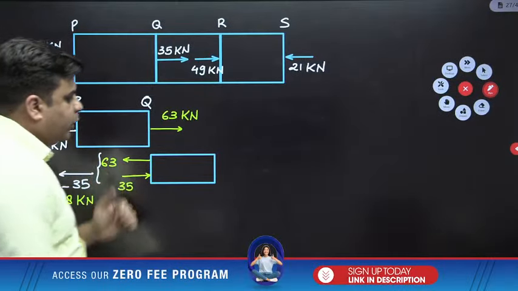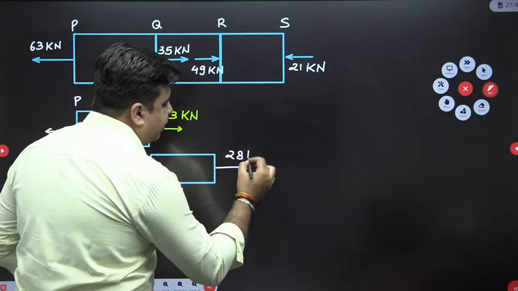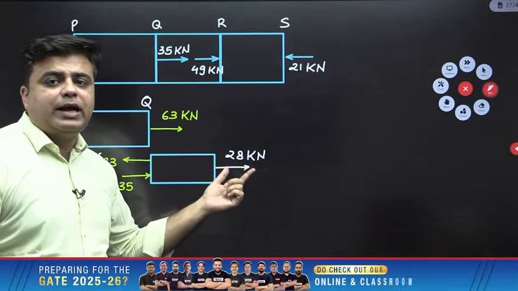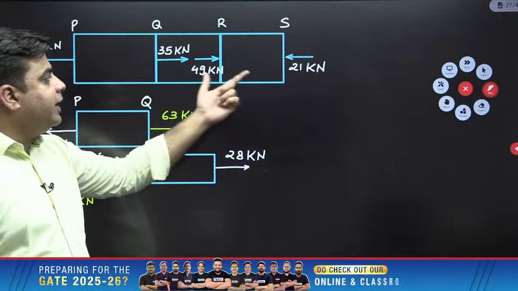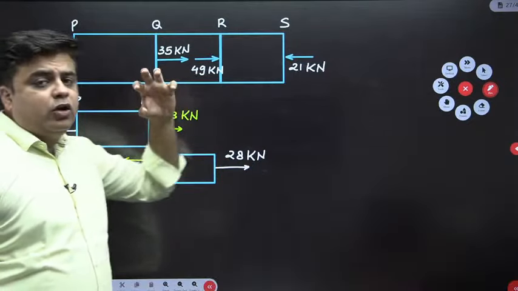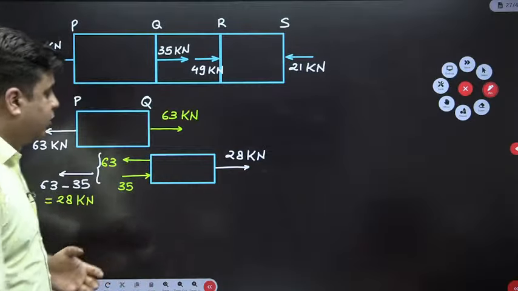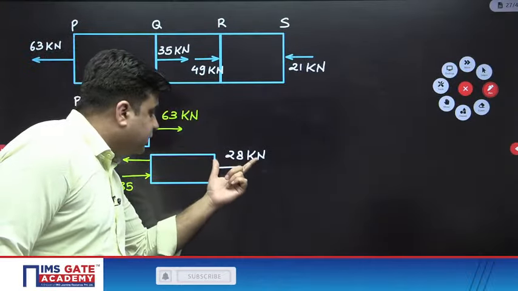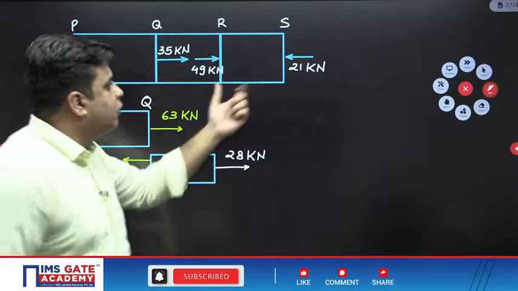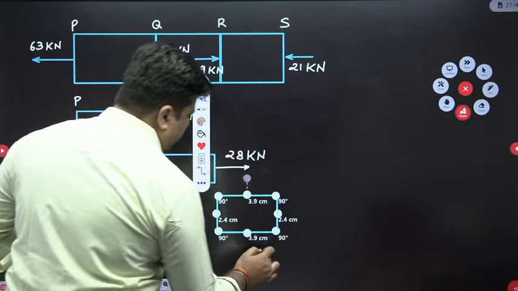this side. So equal and opposite 28 should act like this. Without even thinking, I am applying this. Equal and opposite 28 should act over here. Who will apply this 28? This portion RS will apply this 28 kilonewton load on this portion QR to keep it in static equilibrium. Very good, Hemant. Very good, Kirti. Now in order to keep this interface in equilibrium, equal and opposite 28 should act over this portion RS.